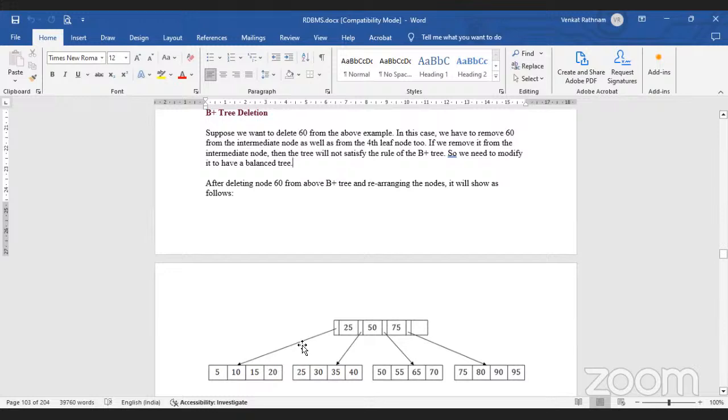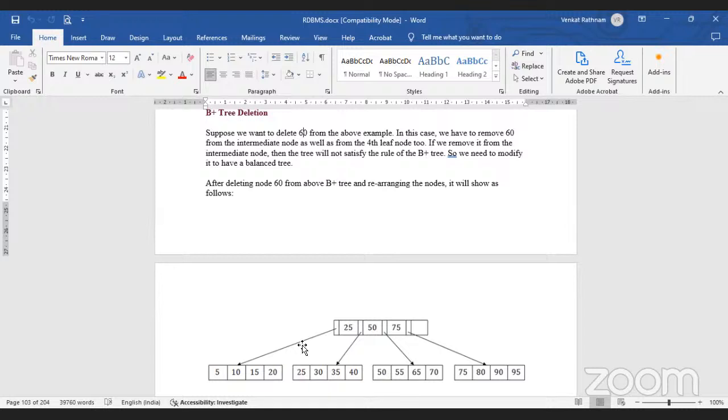See here, suppose you want to delete the 60 from the above example. In this case, you have to remove the 60 from the leaf node first. Directly, it is not possible to delete the root node. First you have to delete the leaf node, after that you have to remove the root node. Suppose if you want to cut a tree, first you have to cut the branches. After that, you can remove it from the roots onwards.